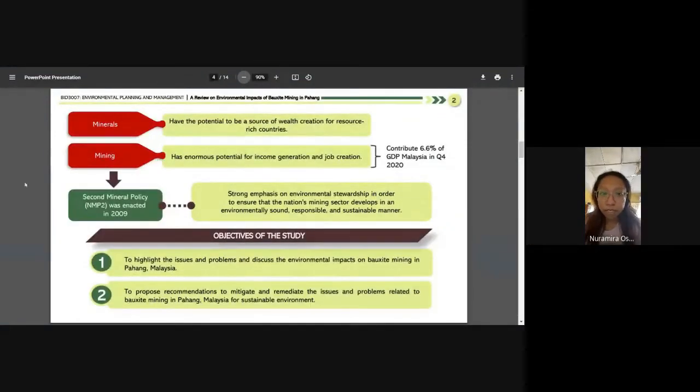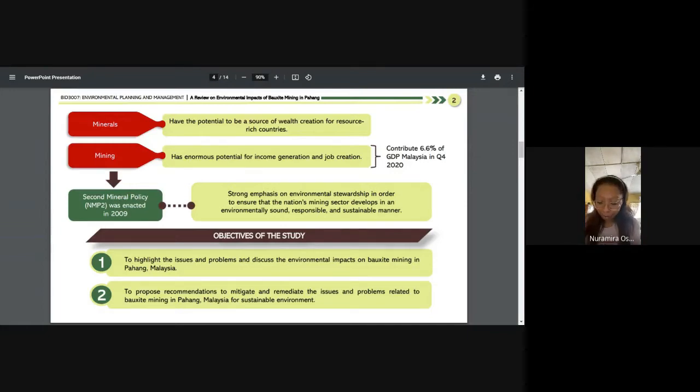Okay, first I will present the introduction. Minerals have the potential to be a source of wealth creation for resource-rich countries, and mining remains the primary method of extraction. In Malaysia, the mining sector has enormous potential for income generation and job creation. The mining sector contributed 6.6% of Malaysia's GDP in the Q4 of 2020.